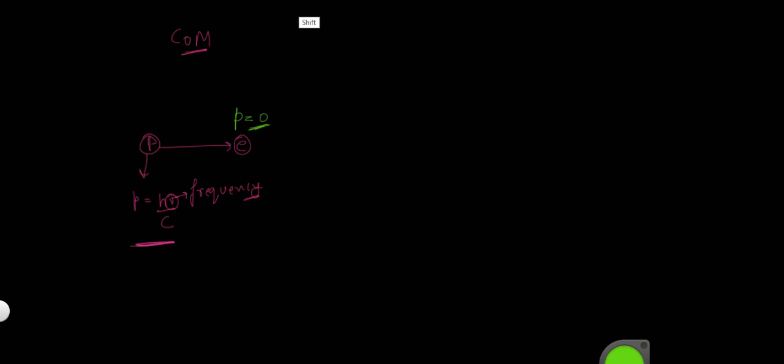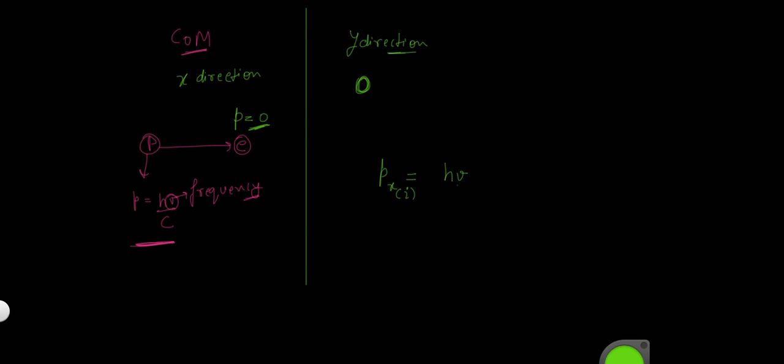So this is initially the momentum in x direction. The momentum in y direction initially is 0 because nothing is happening in the y direction. The photon is going in the x direction, the electron is at rest. So momentum in x direction is written initially as h nu divided by c.